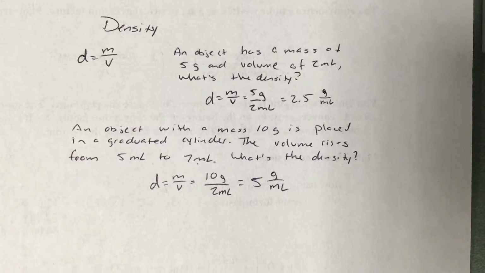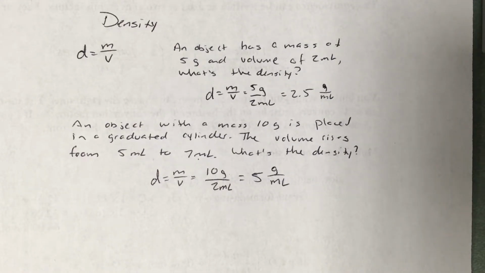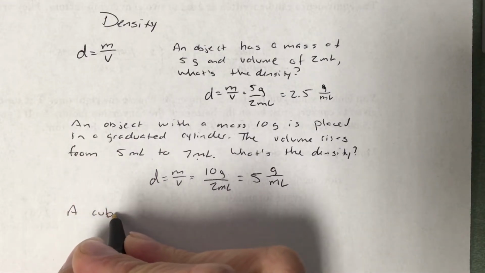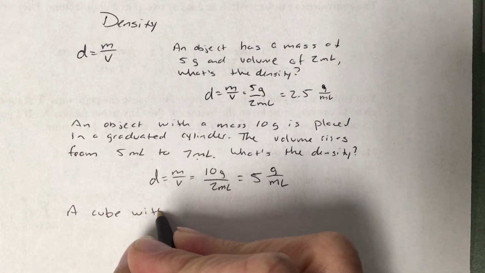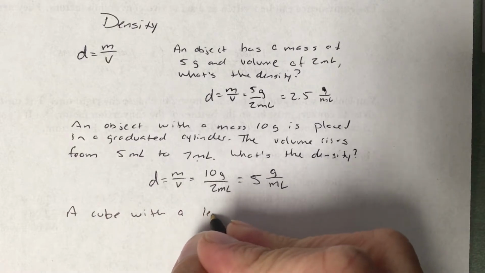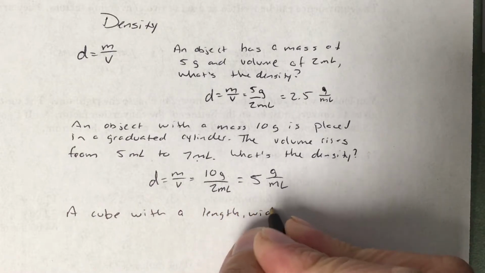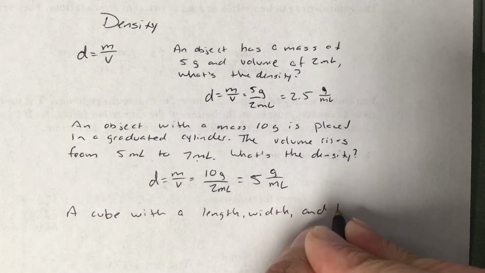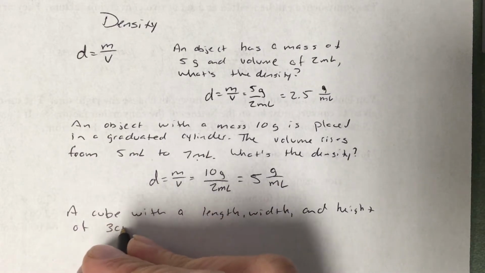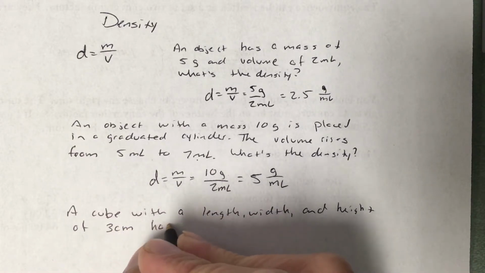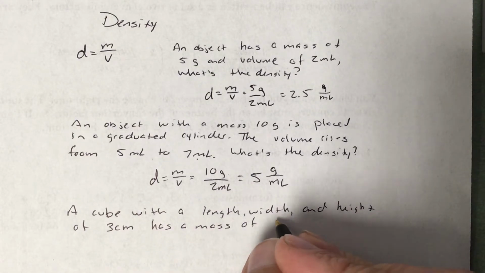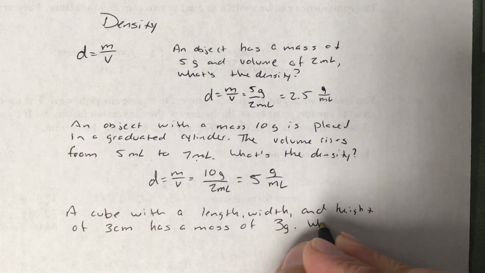The final way that you sometimes get tricked on this is when they give you the dimensions of the object. So a cube with a length, width, and height of 3 centimeters has a mass of 3 grams. What's the density?